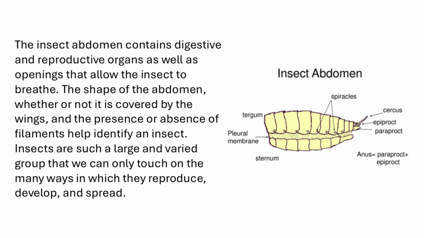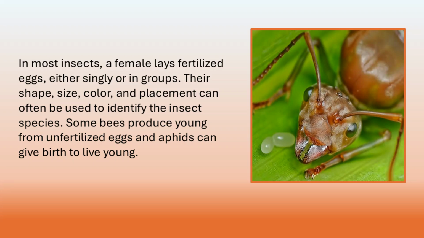Insects are such a large and varied group that we can only touch on the many ways in which they reproduce, develop, and spread. In most insects, a female lays fertilized eggs, either singly or in groups. Their shape, size, color, and placement can often be used to identify the insect species. Some bees produce young from unfertilized eggs, and aphids can give birth to live young.